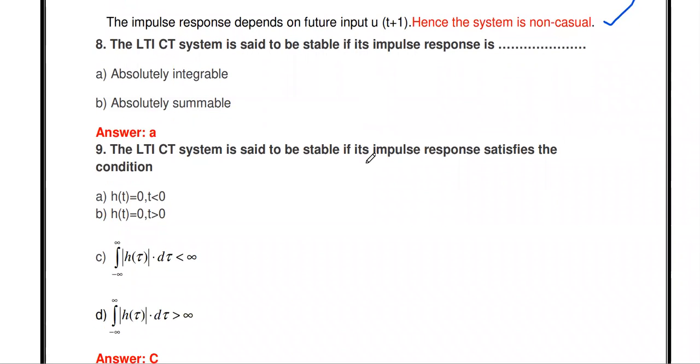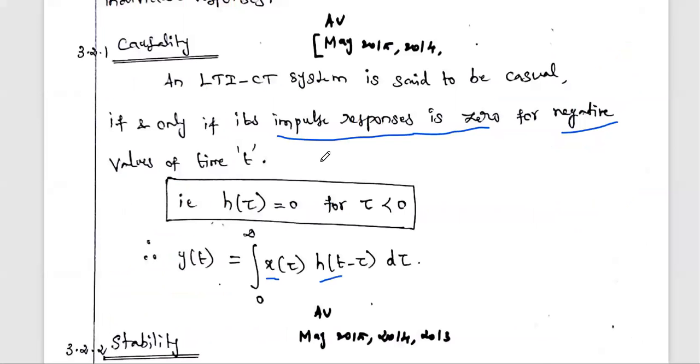Okay, so next one, the stability. Using stability, we can solve some problems. The first one: the LTI CT system is said to be stable if its impulse response is dash. Already we discussed stability.